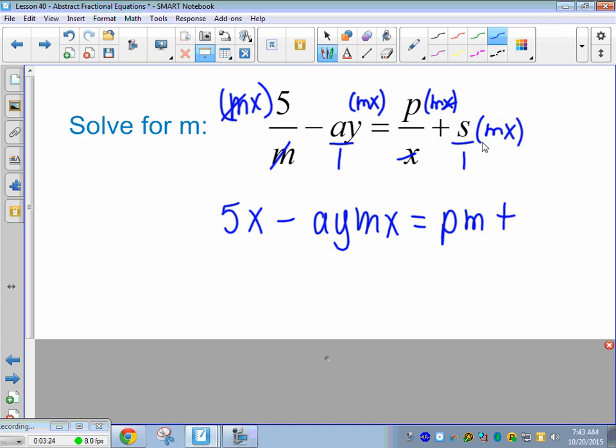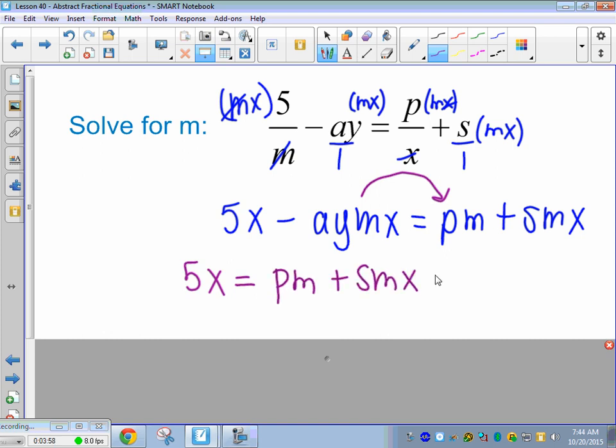And over here again, nothing cancels, so plus smx. Then we need to look at what are we solving for. We're solving for m. So anything that has an m needs to be on the same side of the equation, and everything else is on the other side. So Sam, which piece needs to move so all my m's can be friends? Good. So I'm going to keep the 5x over here because it doesn't have any m's. Over here, I'm going to rewrite what I have, pm plus smx. And this was a negative term, so when I move it over, it's going to be plus a y mx.